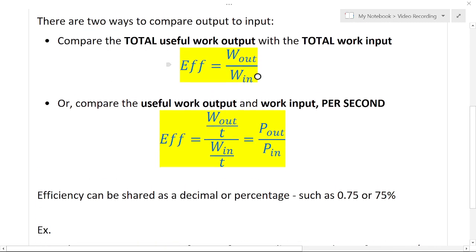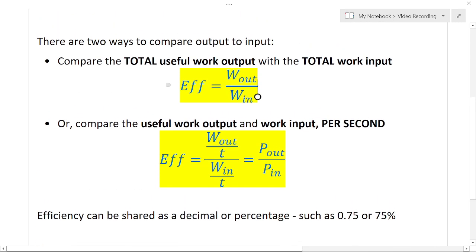One more note, efficiency can be shared as a decimal or a percentage. So it can be 0.75 or 75% efficient. Those are two ways to represent efficiency.